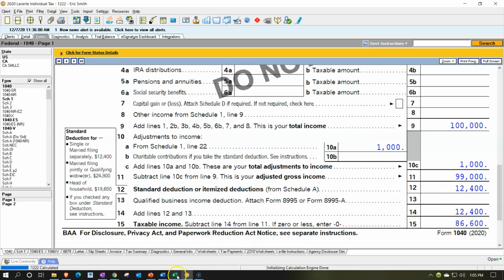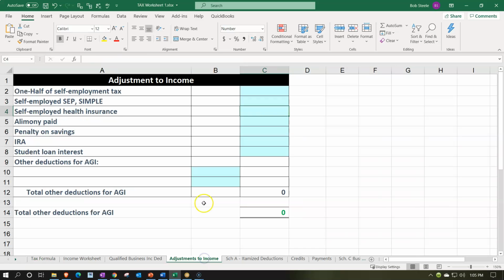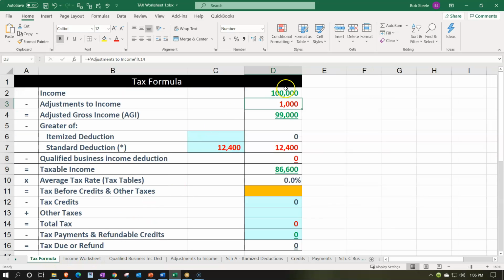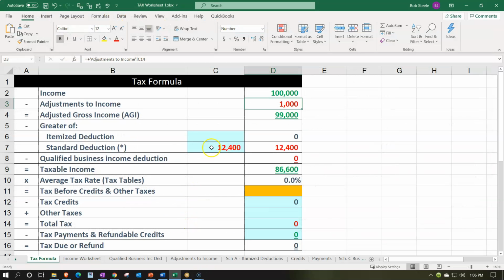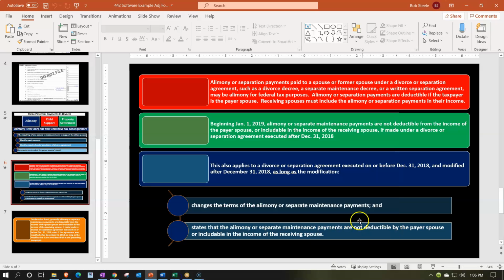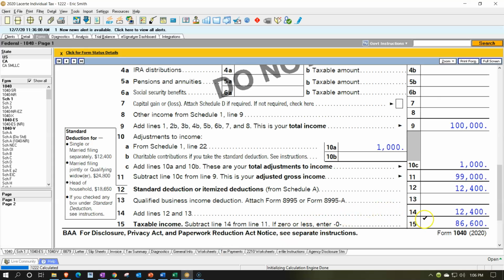If we did this in our tax formula, then we would just include an adjustment to income on this line item. I would go to a separate tab for that, and I would call it alimony, would be 1,000. And then I'd go back on over, and there's the 1,000, bringing it down to the 99 for the adjusted gross income. It's just like we have here, 12,400 standard deduction. There's the 86.6 here, and then the 86.6. And then, of course, we would calculate the tax based on that amount.